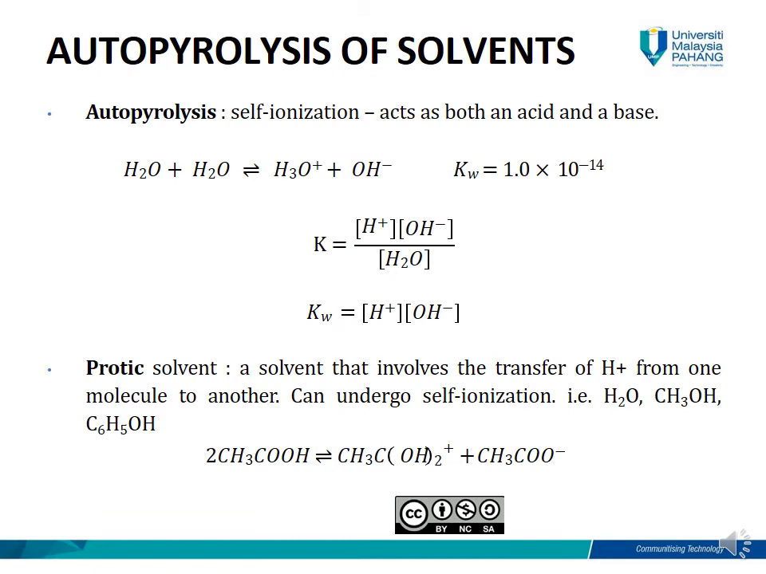Now we go to the autoprotolysis of solvents. What is the meaning of autoprotolysis? It is a self-ionization. As you all know, water is neutral and has a pH of 7. When we have autoprotolysis of solvents, like in this case water, because we know that water is the universal solvent, a molecule of water will dissociate to become H3O+ and OH-. In this case, we can estimate that the equilibrium constant value for water is 1 times 10 to the power of minus 14.